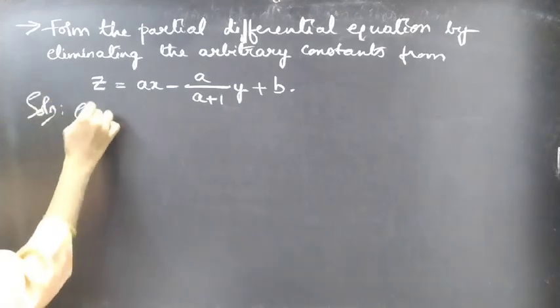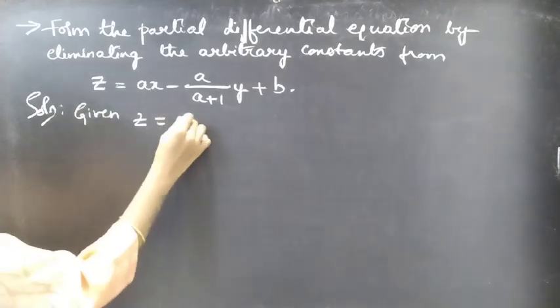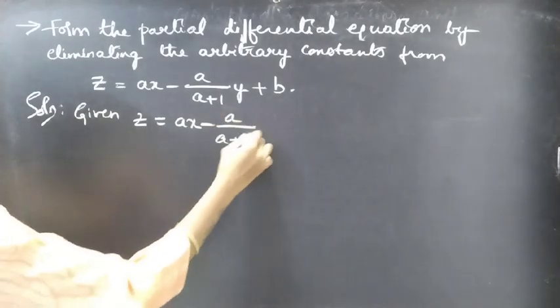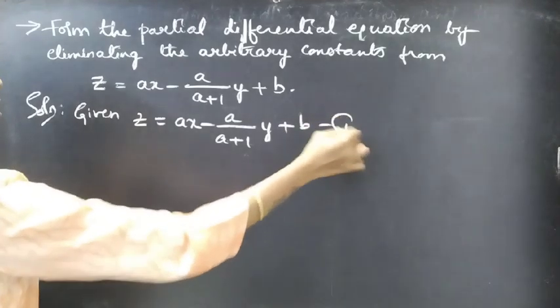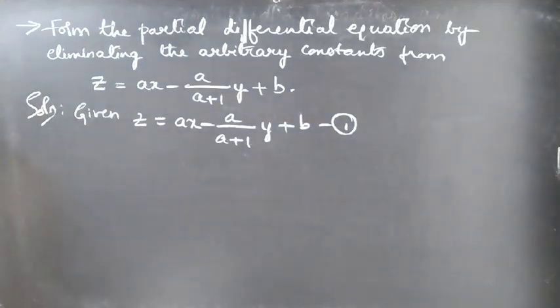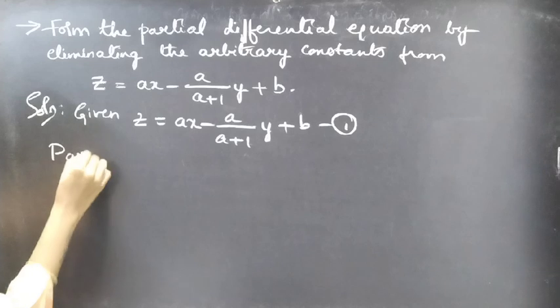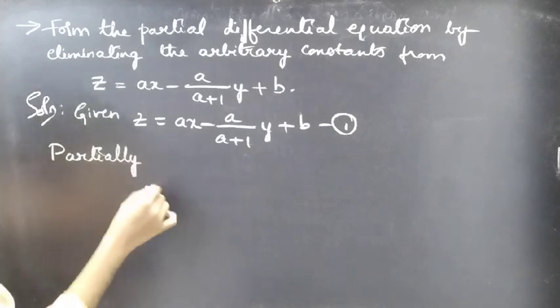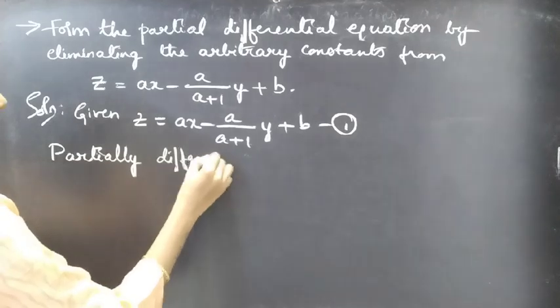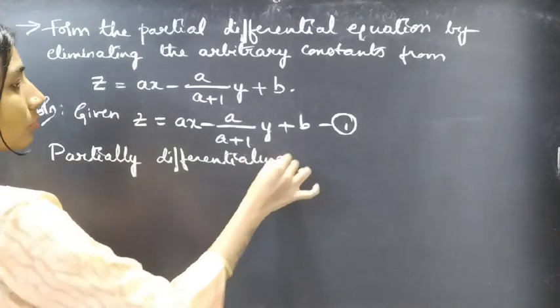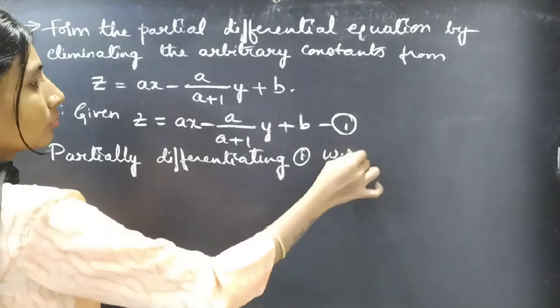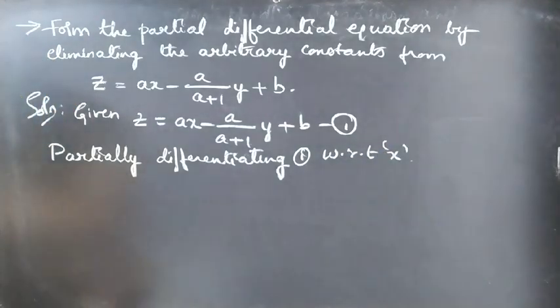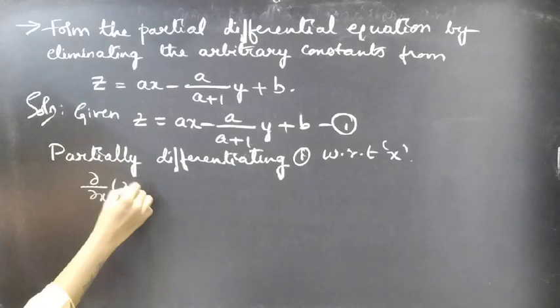So let's consider the given equation as equation number 1. Now let's partially differentiate it with respect to x. Firstly we'll see the problem in a detailed way, and later we'll go for the shortcut by decreasing the number of steps, okay? So I'm partially differentiating the given equation with respect to x. Just apply dou by dou x on both sides of 1.